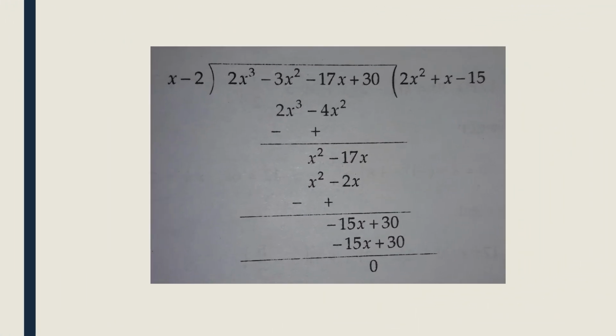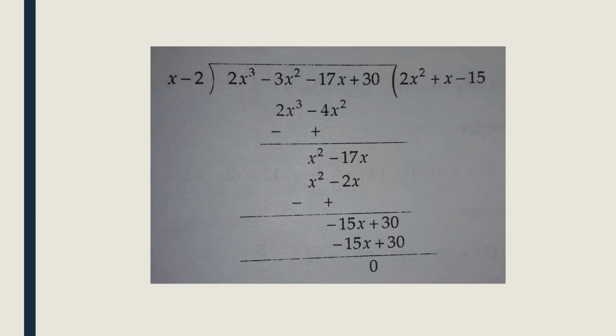Once we got a factor by trial and error method, we can divide our polynomial by the factor, which is x minus 2. So, the quotient obtained will be a quadratic polynomial. Then we can factorize the quadratic polynomial by using splitting the middle term method. Let us divide our polynomial 2x cube minus 3x square minus 17x plus 30 by x minus 2.